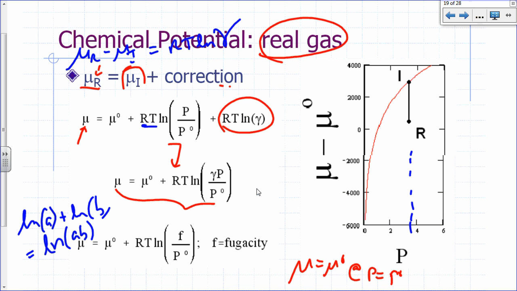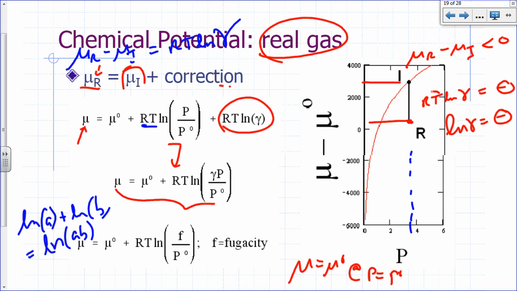What if it's in this particular case? What is our RT ln gamma here? It's going to be a negative number, right? Mu real minus mu ideal is going to be negative. Your chemical potential of your real gas is less than that of the ideal. So ln gamma must be a negative number since RT is a positive number. So if ln gamma is negative, then gamma must be a number less than 1.